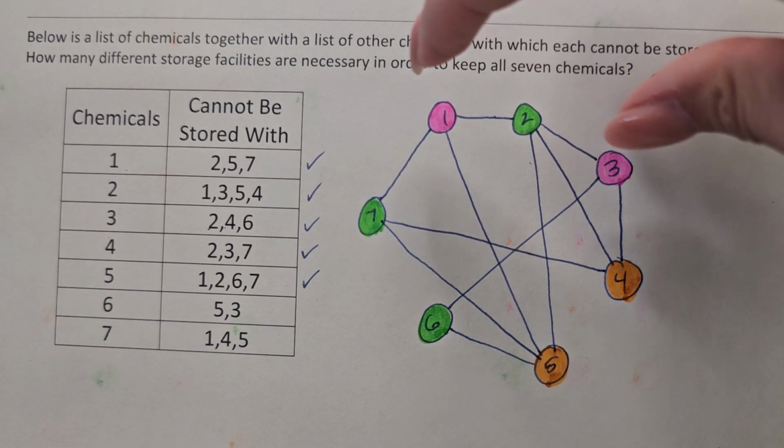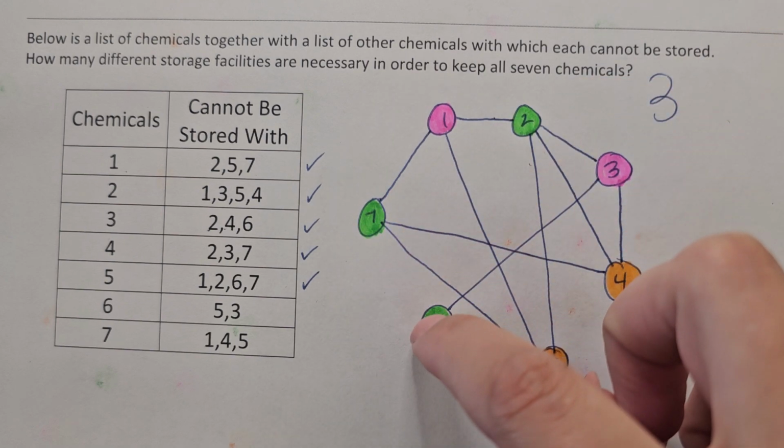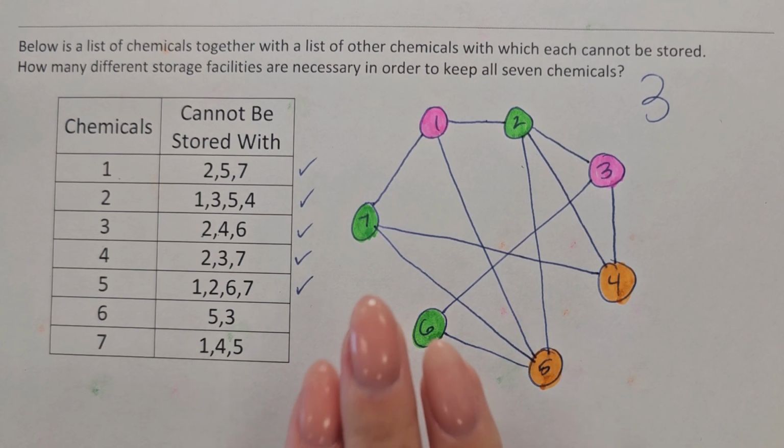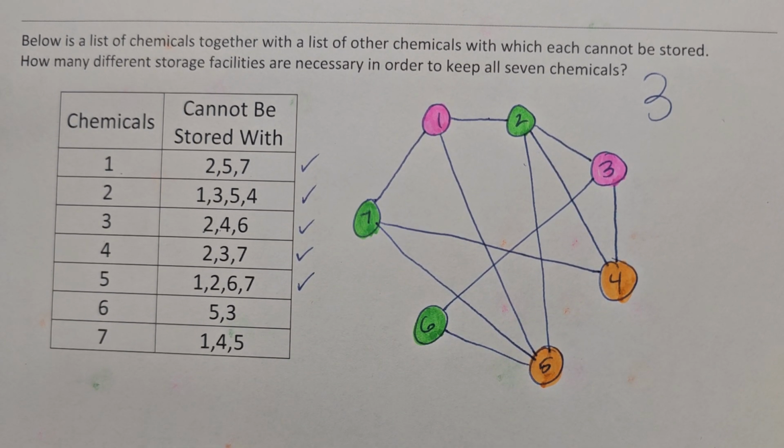So we could store 1 and 3 together, 2, 7, and 6 can go together, and then 4 and 5 together. So you'll have a practice paper now that you can work on, and you'll have different color theories to look at and different real-world scenarios. Let me know if you have questions.